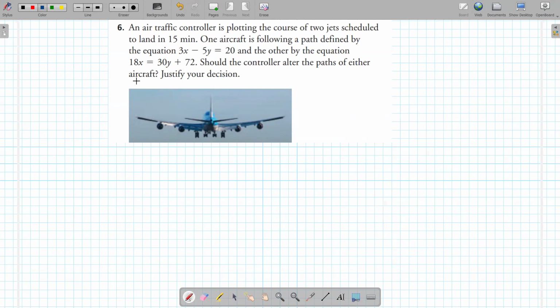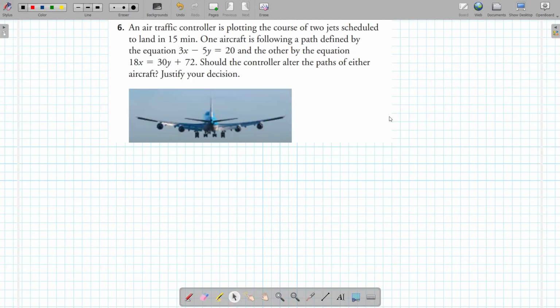How would we answer this question? He should alter it if they're on a collision course. Basically, if they're gonna collide, then he should definitely alter it. And if they are not, then I think he's good. That would be the answer. So how can we visualize whether they're gonna meet or not? Let's graph it.